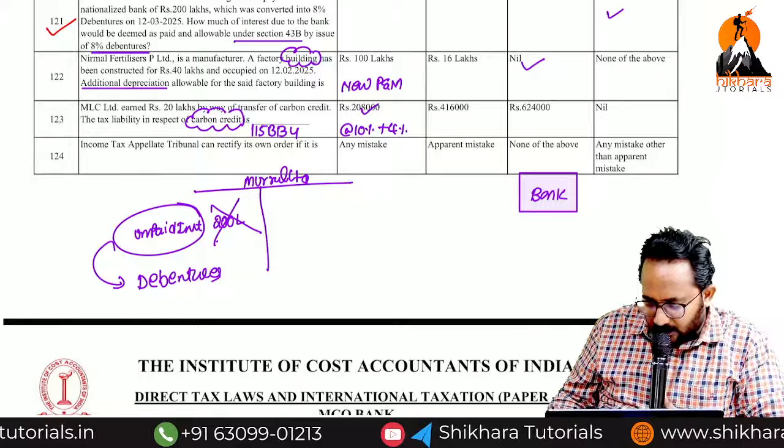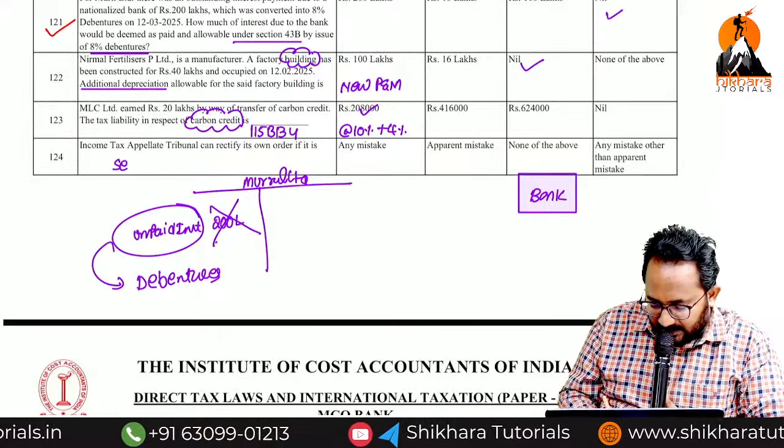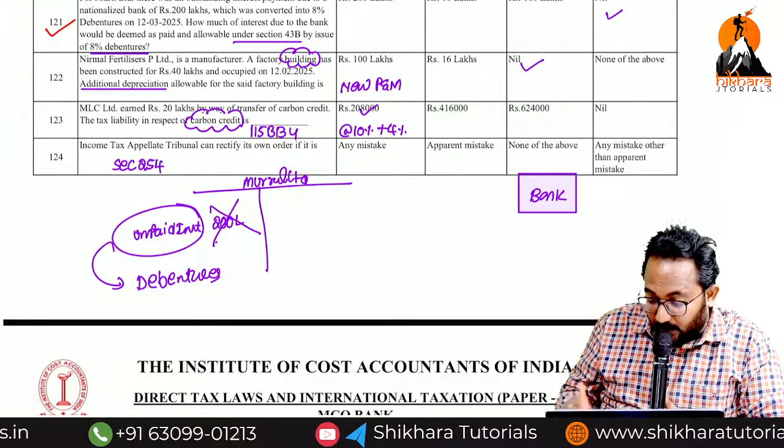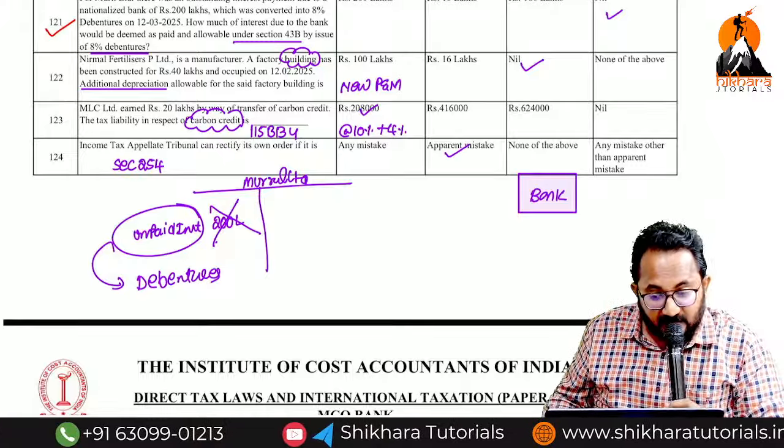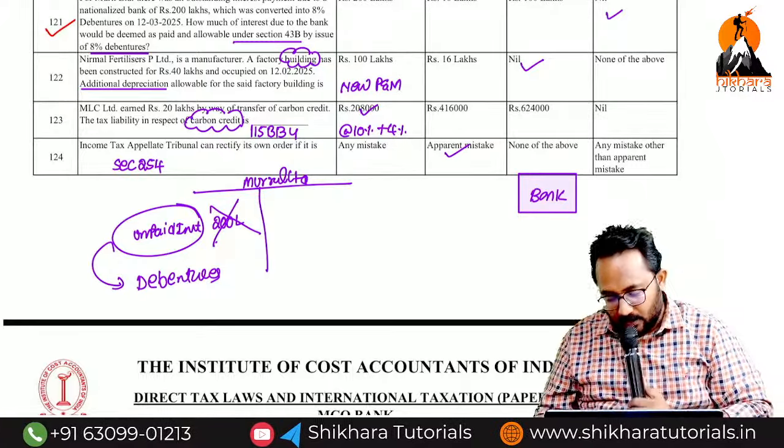The Income Tax Tribunal can rectify its mistake in its own order if that mistake is apparent on the record.